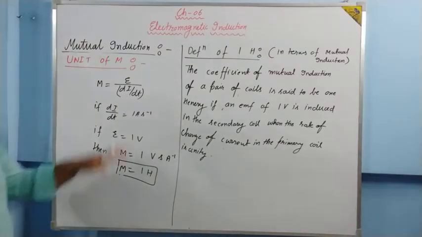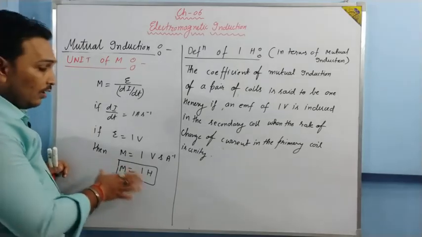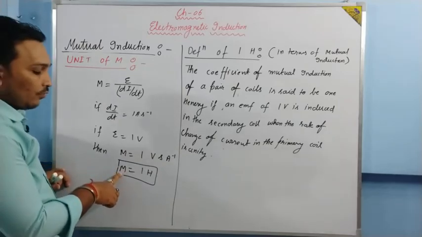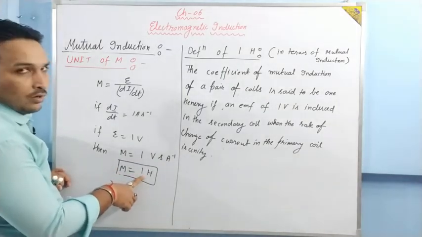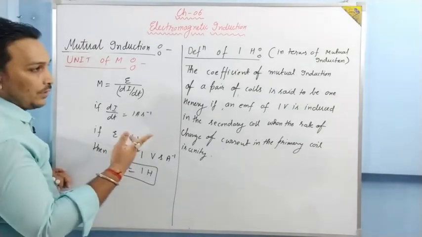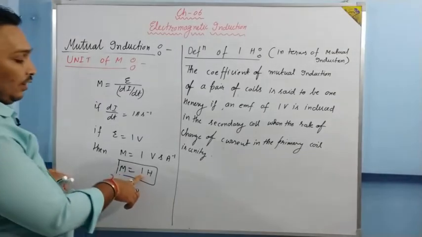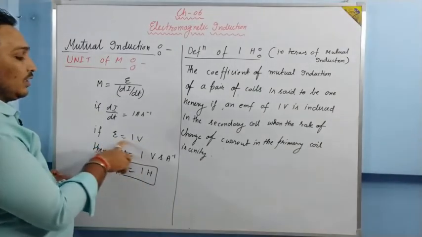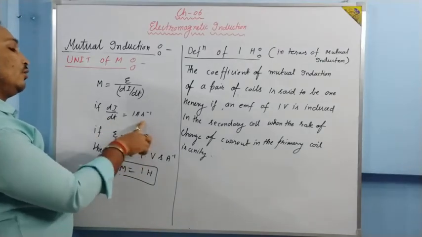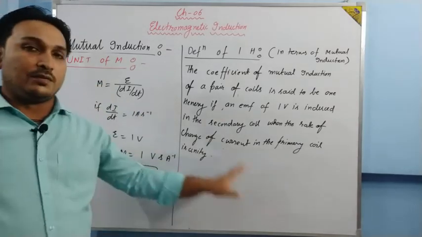From here only I have written. So what I am speaking, just match the definition from there. The mutual inductance of a pair of coils is said to be 1 Henry. Is it too fast? The coefficient of mutual induction of a pair of coils is said to be 1 Henry if an induced EMF of 1 volt is set up in the secondary coil when the rate of change of current in the primary coil is unity. That's it. Okay? So from here you can make this definition out.